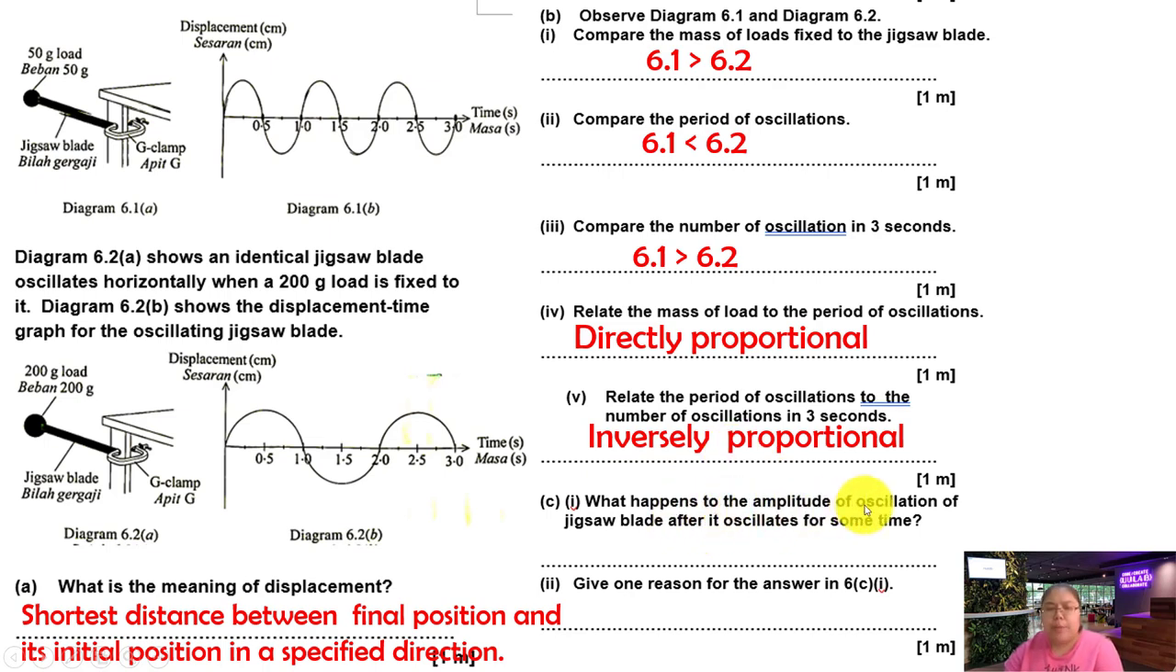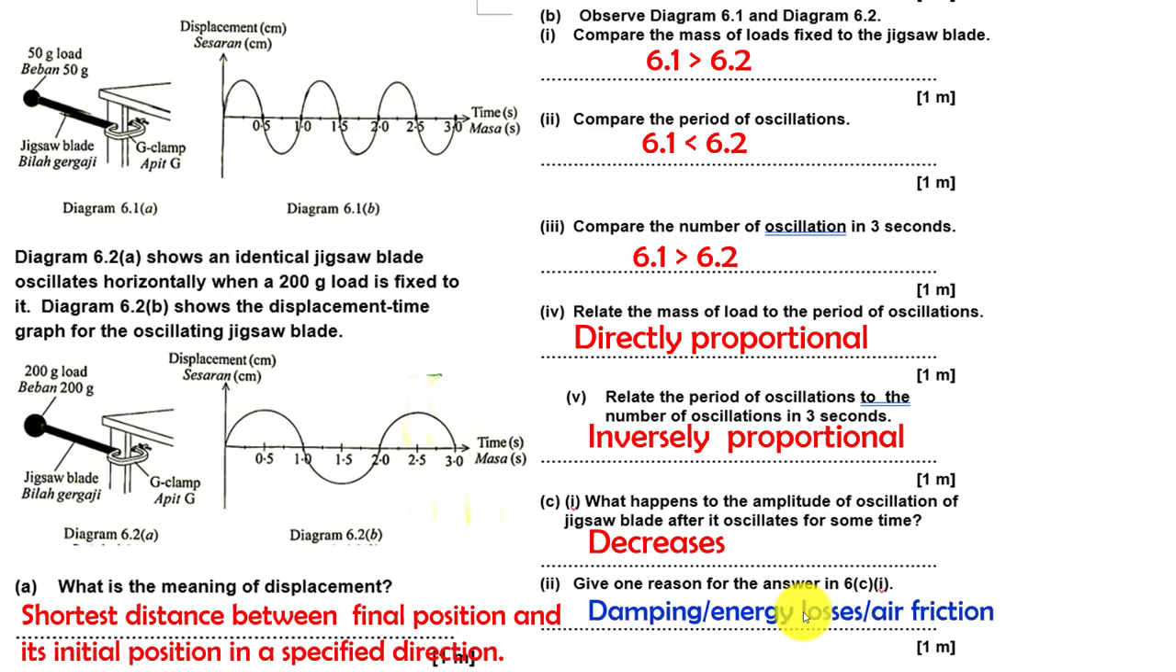Okay, what happened to the amplitude of the oscillation of the jigsaw blade after it oscillates for some time? So your answer should be decreasing because of the damping. Okay, decreases. So give one reason why it decreases. You can give the answer damping, or you say energy loss, or you say friction.